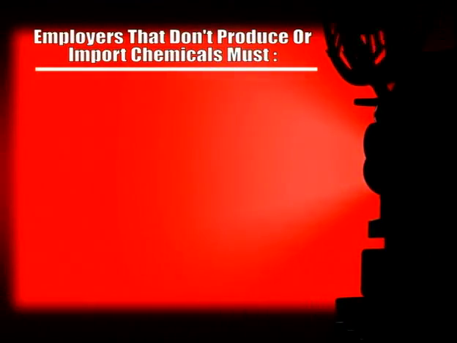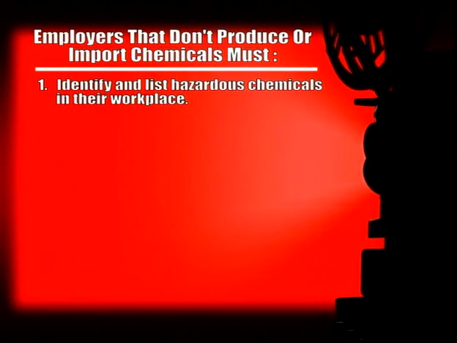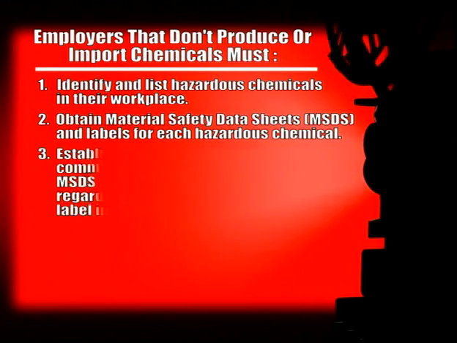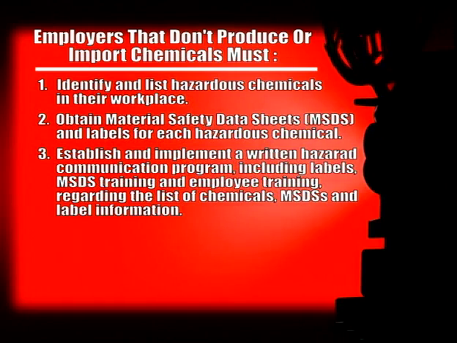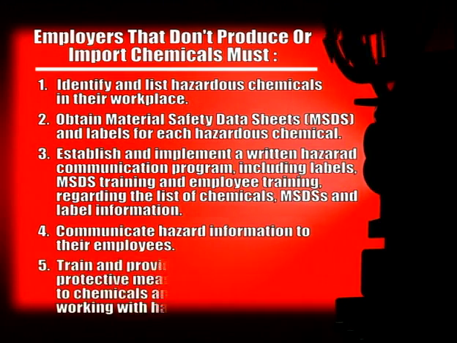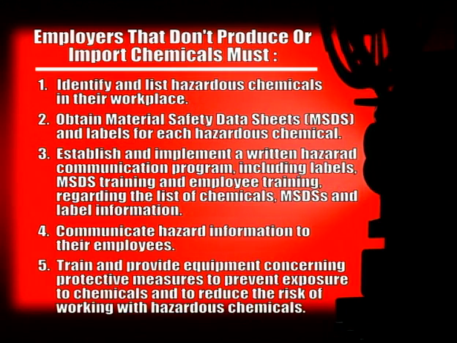Employers that don't produce or import chemicals must identify and list hazardous chemicals in their workplace, obtain material safety data sheets, or MSDSs, and labels for each hazardous chemical, establish and implement a written hazard communication program, including labels, MSDS training, and employee training regarding the list of chemicals, MSDSs, and label information. They must also communicate hazard information to their employees, and train and provide equipment concerning protective measures to prevent exposure to chemicals and to reduce the risk of working with hazardous chemicals.